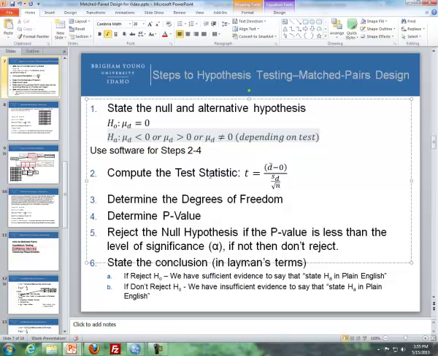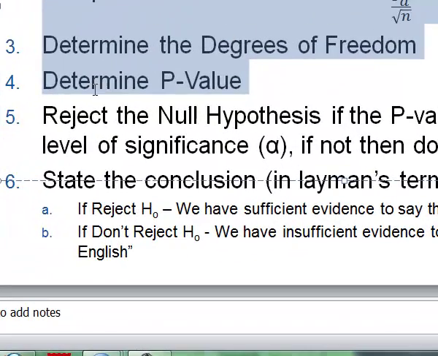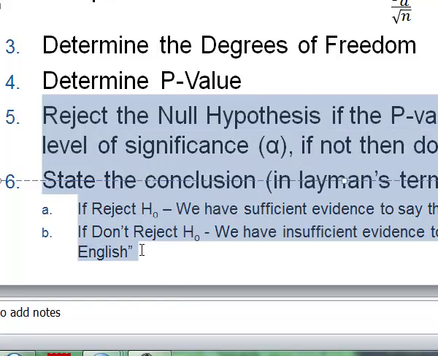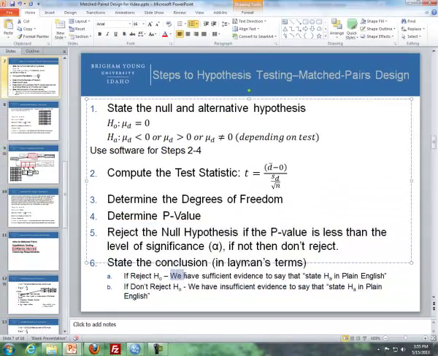Now, steps 2 through 4, we would use software, either Excel or SPSS, to get our test statistic, degrees of freedom, and our p-value. After we get these results from steps 3 and 4, then these last 2 steps are the last 2 steps we've seen in the previous 2 hypothesis tests, whether we have one mean sigma known or unknown. It's the same type of deal with matched pairs. We reject the null hypothesis if the p-value is less than the level of significance. If not, we don't reject. And then we state our conclusions in layman's terms. If we reject the null, then we have sufficient evidence to say that, and then we state the alternative in plain English.